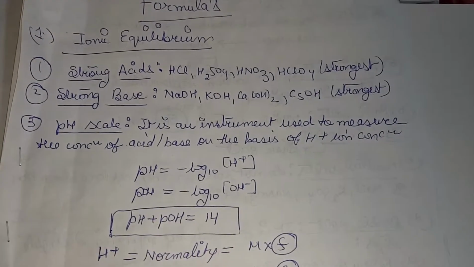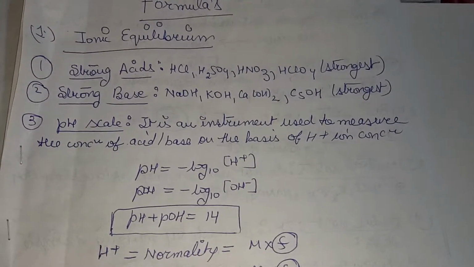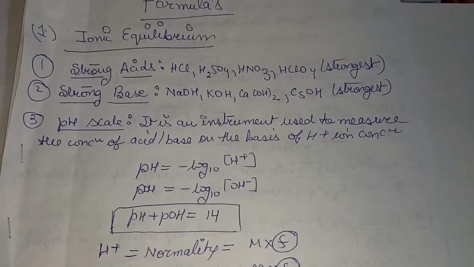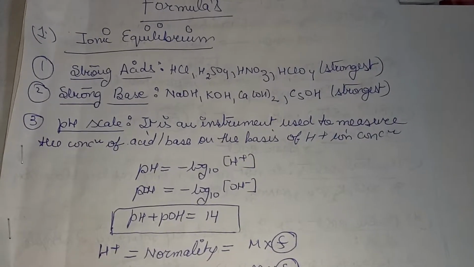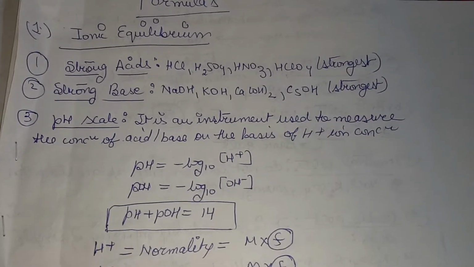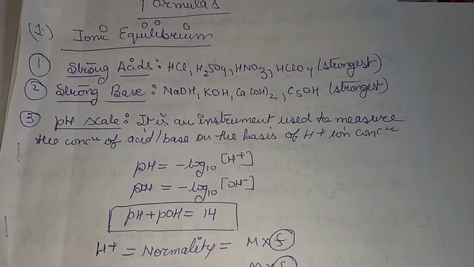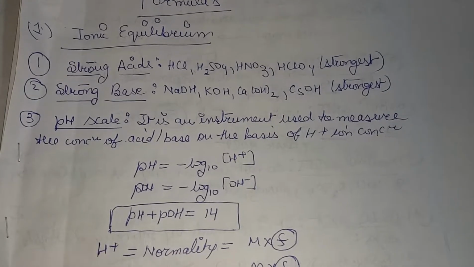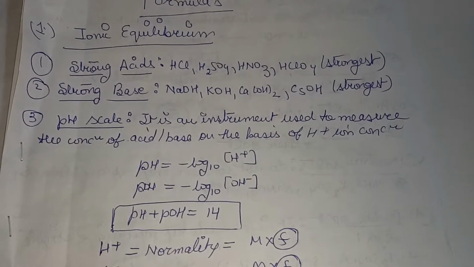Ionic equilibrium. Equilibrium, as we already discussed in the previous video, is the state at which the rate of forward reaction becomes equal to the rate of backward reaction, and we termed it equilibrium. So other than this topic, we must know about this.